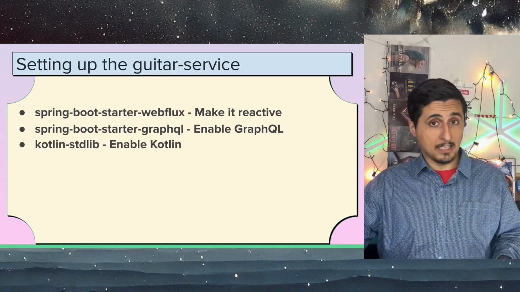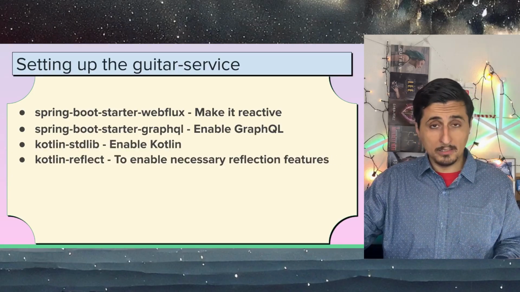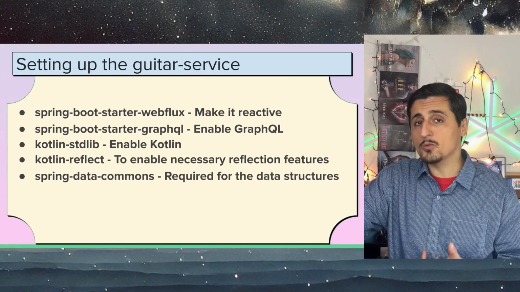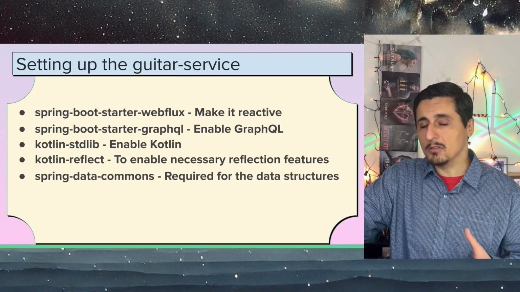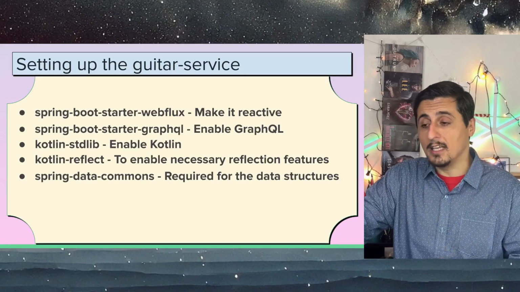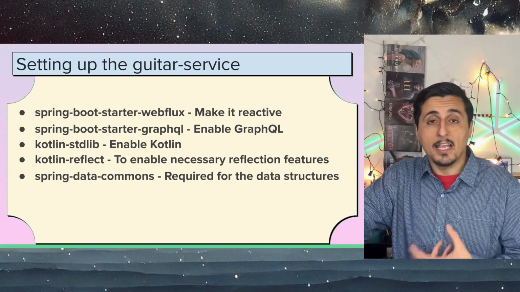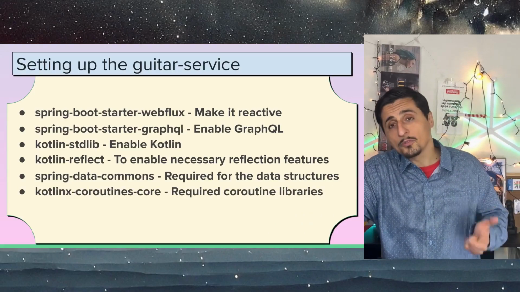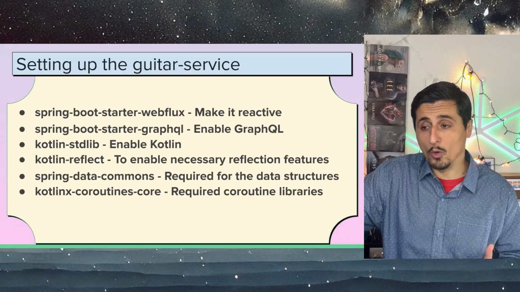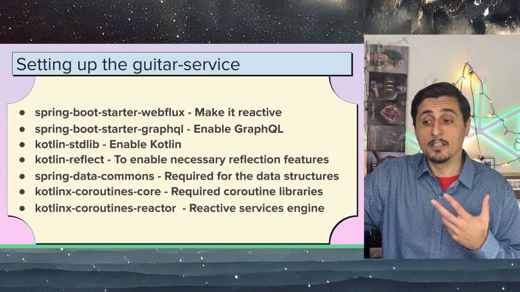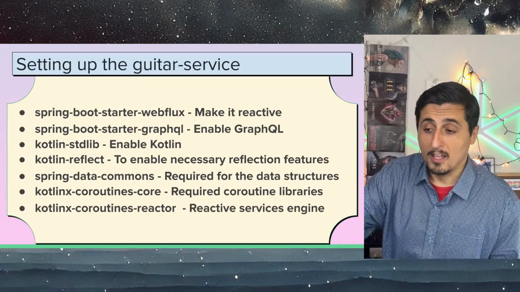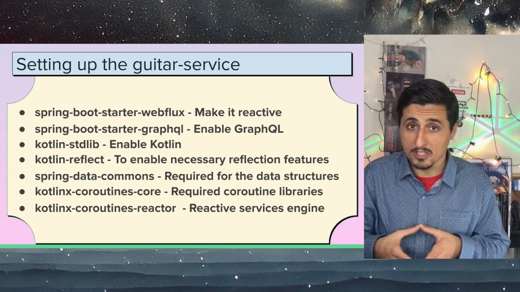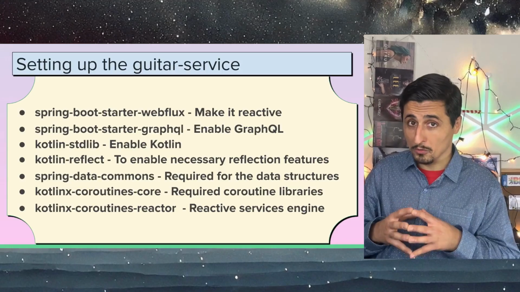Then we need a Kotlin standard library. We also need Kotlin Reflect. And in combination with the Spring Data Commons, this is what we need to be able to serialize and deserialize data that we then use as entities in our services. We also need Kotlin's coroutines core and Kotlin's coroutines reactor. These 2 are necessary and required if we want to use other features like, for example, Kotlin flows.